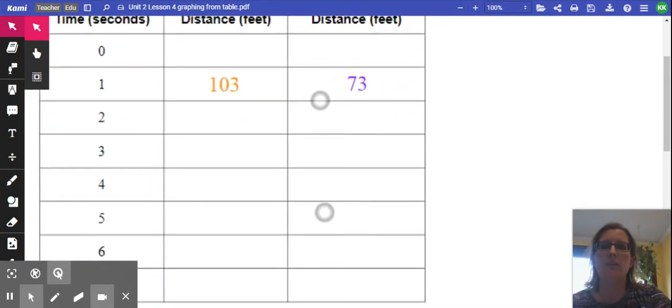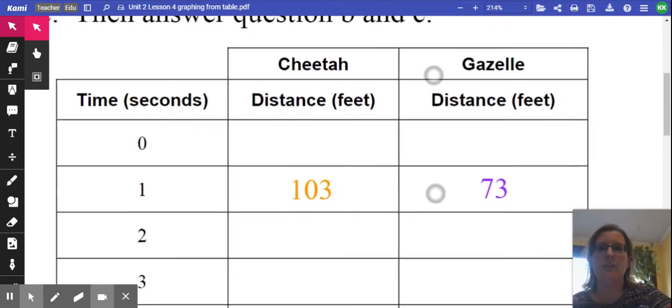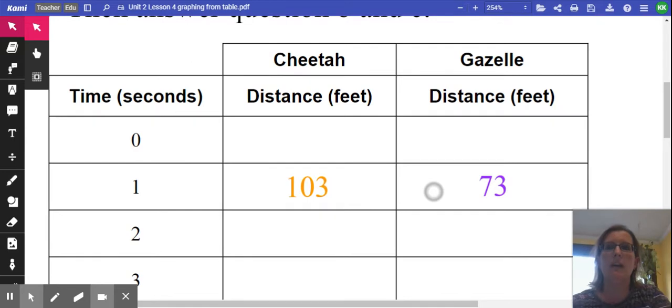So looking at this table, I notice the titles. The first column is the time in seconds. The second column is the cheetah's information, and the third column is the gazelle's information. So I'm given 1 second and 103 feet. But the space for 0 seconds is empty.